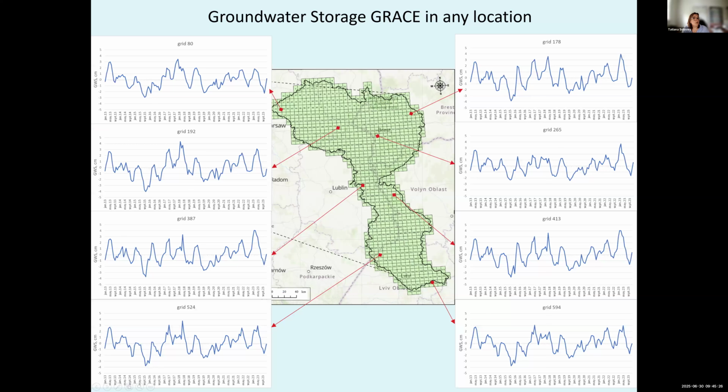In summary, the algorithm we developed allows for monitoring groundwater resources changes in any location. Importantly, this can provide valuable information for regional catchment managers.